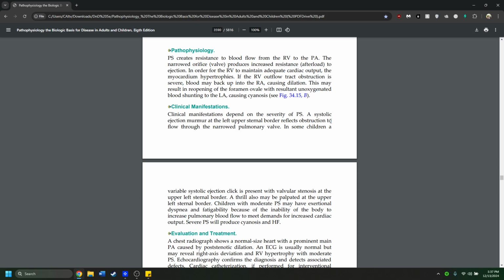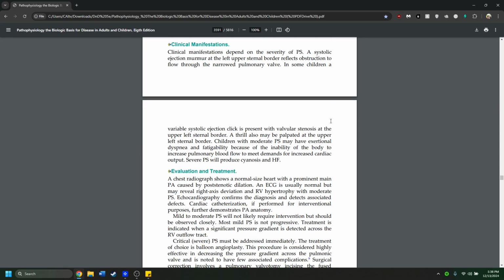So pulmonary stenosis creates resistance to blood flow from the right ventricle to the pulmonary artery. The narrowed orifice, or valve, produces increased resistance, or afterload, to ejection. In order for that right ventricle to maintain adequate cardiac output, the myocardium hypertrophies. If that right ventricle outflow tract obstruction is severe, blood may back up into the right atrium, causing dilation. This may result in reopening of the foramen ovale, with resulting unoxygenated blood shunting to the left atrium, causing cyanosis.